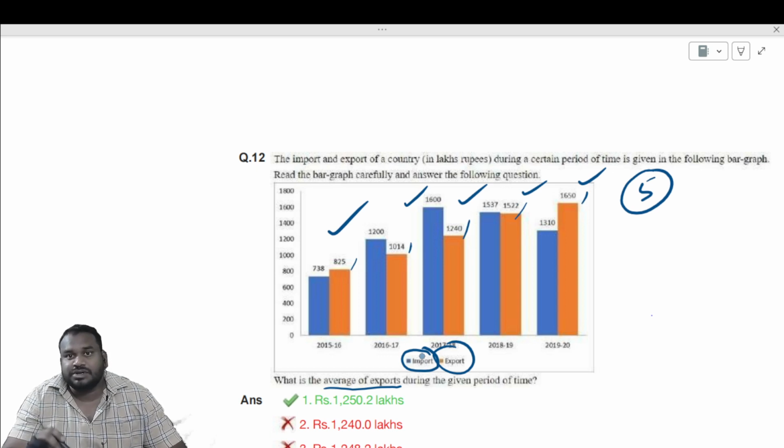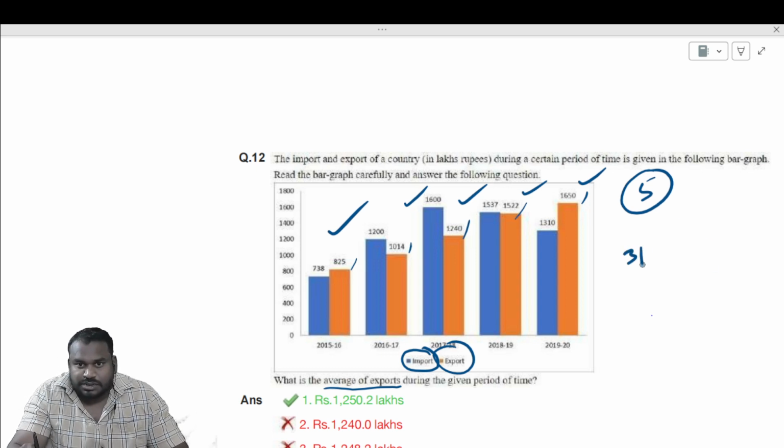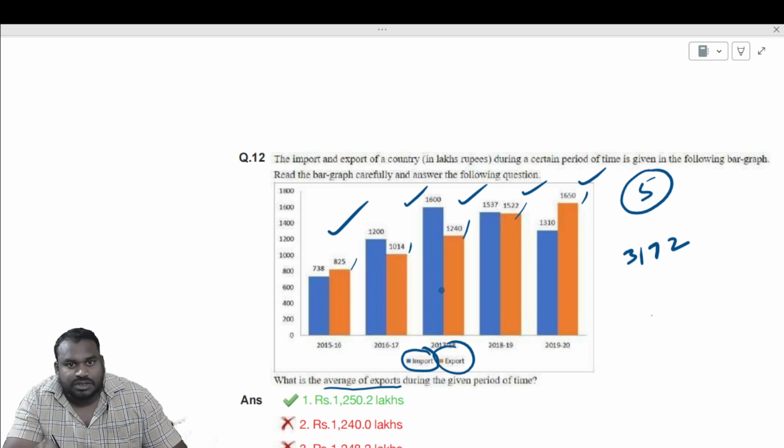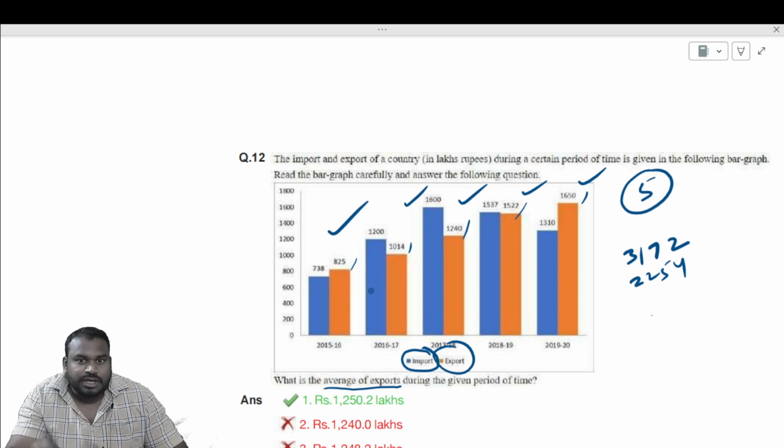Just observe the graph. What is the export value? Add all of them. All of them is 5. Add all those 5 and divide by 5. That is the answer. Now, I'll do one thing. 1650 plus 1522 is 3172. Next, 1240 plus 1014 is 2254. Then 825.